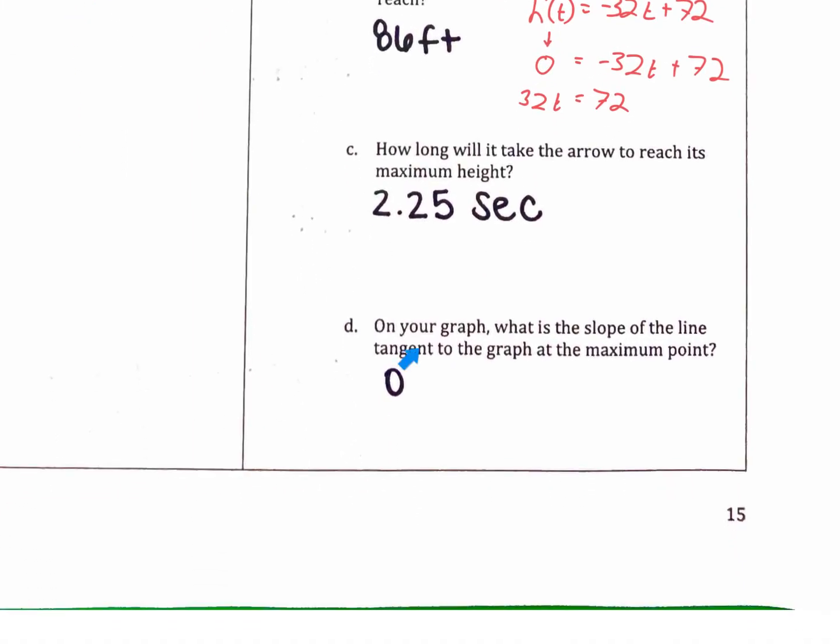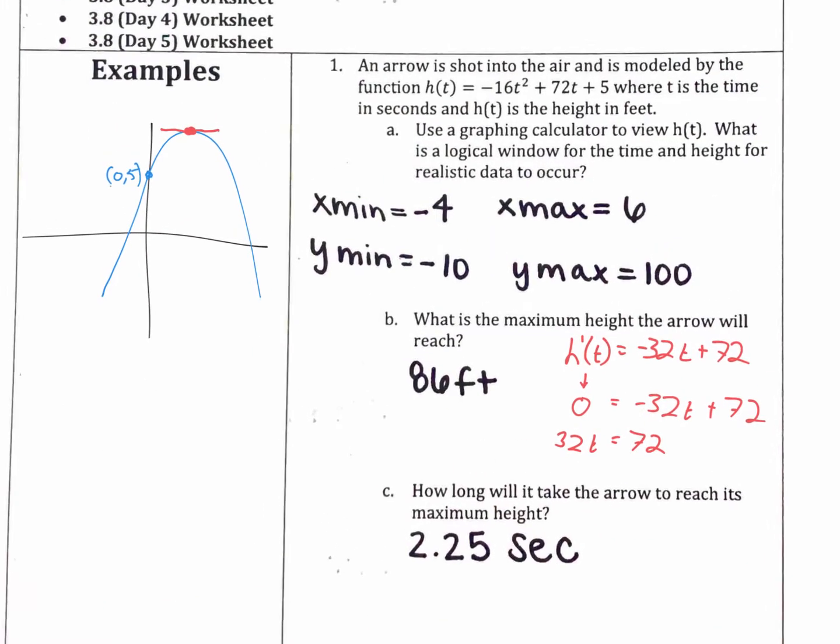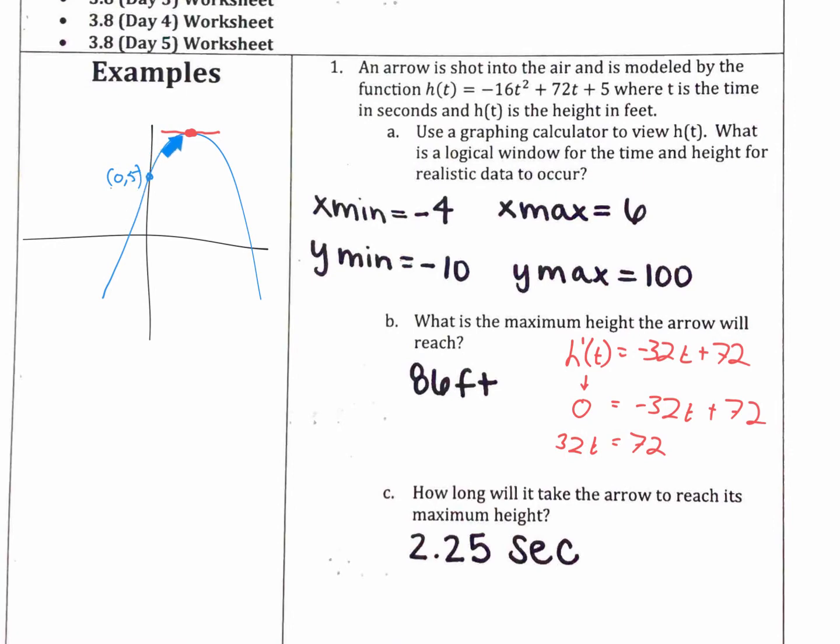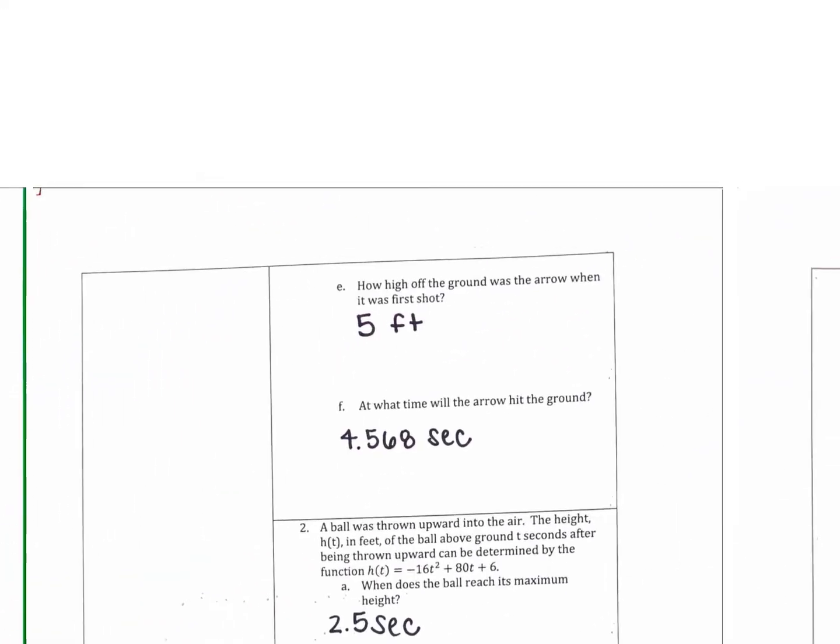Part D says, on your graph, what is the slope of the line tangent to the maximum? Well, we already kind of discussed that, right? Anytime we have a max or a min, the slope at that moment would be 0, would be a constant. All right, let's go on.